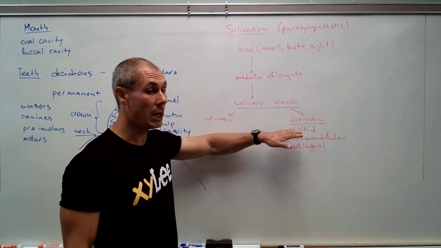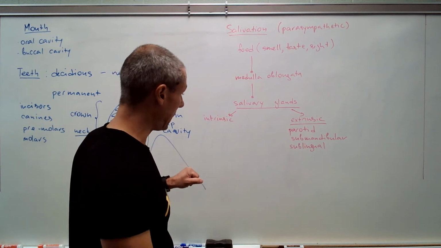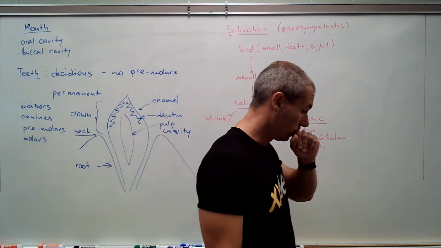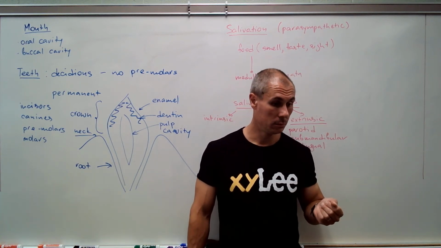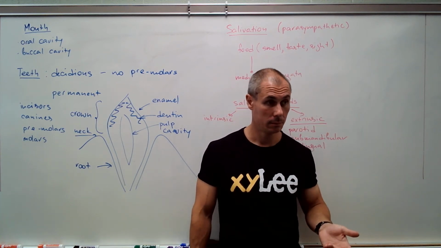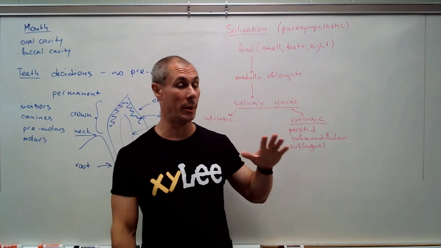So these are big multicellular glands that generate most of the saliva. Actually, parotid is the largest, but it generates only about a quarter.